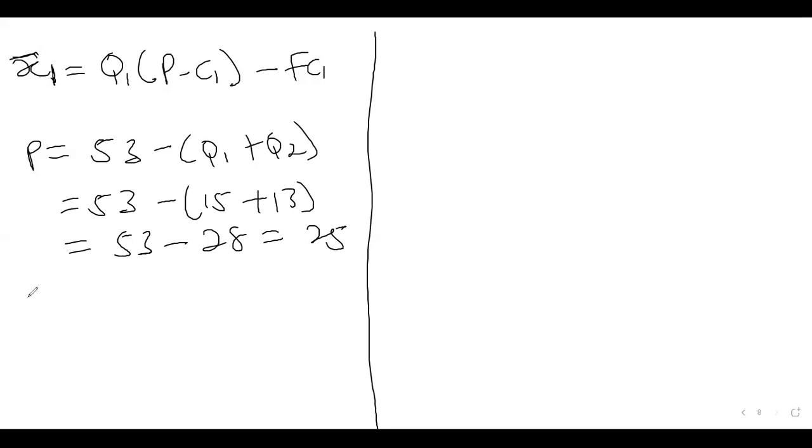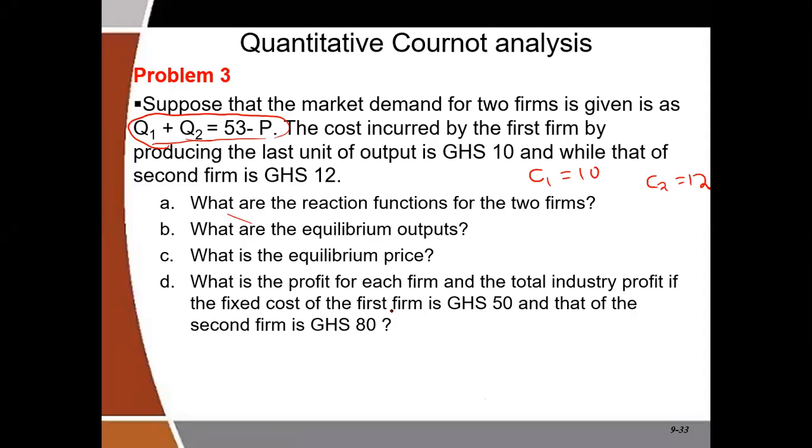Okay. So now let's come back to profit for firm 1. So profit for firm 1 is going to give us 15 into bracket the price 25 minus marginal cost 1, which was 10, minus fixed cost 1. So let's go and look at the question. The question gave us fixed cost. So it says, what is the profit for each firm and the total industry profit if the fixed cost of firm 1 is 50 and that of firm 2 is 80? All right, the fixed cost for firm 1 is 50 and the fixed cost for firm 2 is 80.